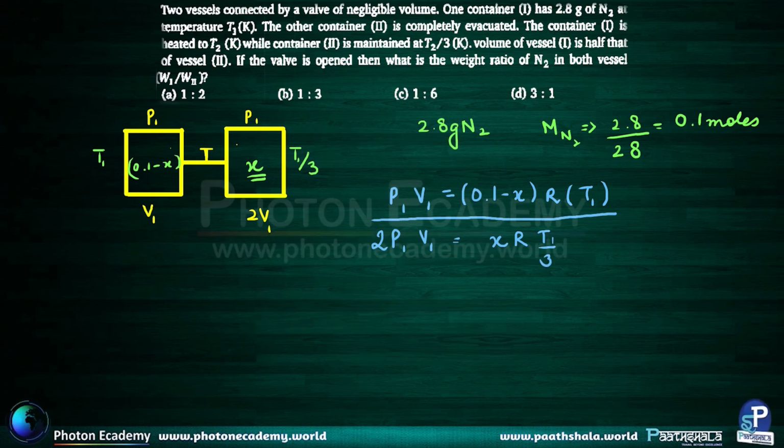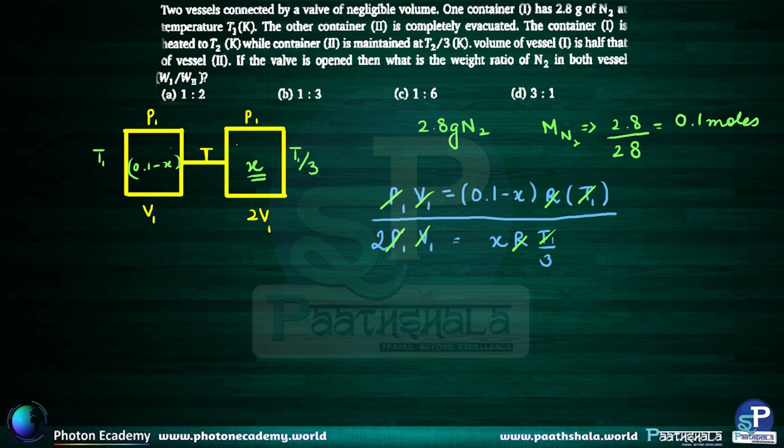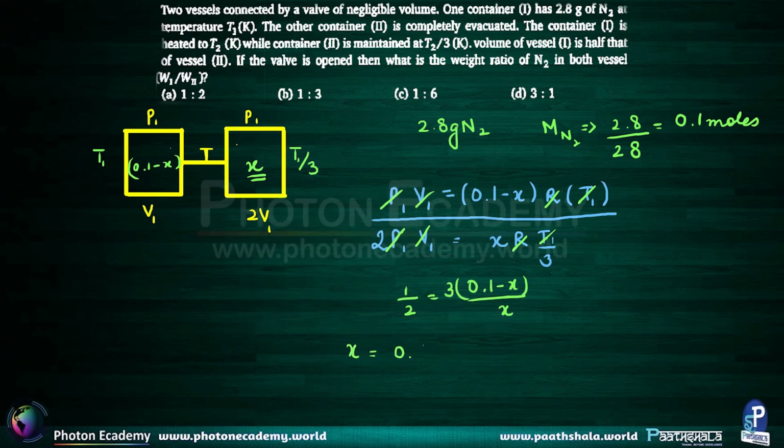When we do that, we would cancel out V1. P1 would also get cancelled out. R gets cancelled out. T1 gets cancelled out. What we're left with is 1 by 2 is equal to 0.1 minus X divided by X, and this thing is multiplied by 3. So X is equal to 0.6 minus 6X, or we can say that 7X is equal to 0.6.